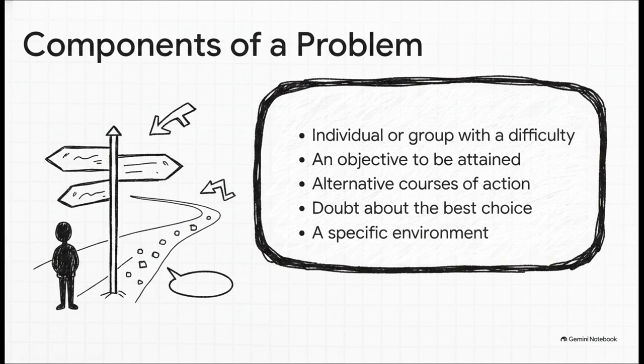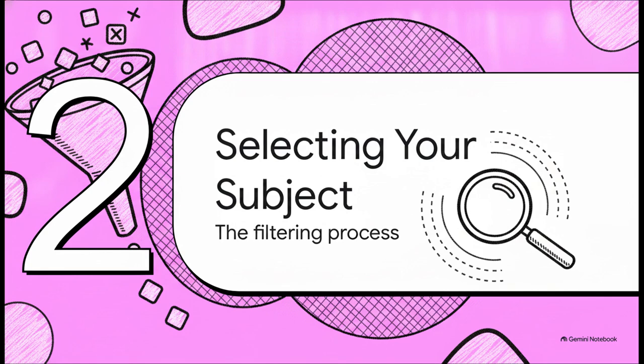The absolute crucial point here is this: your choices cannot all have the exact same outcome. Think about it. If choosing path A and path B both yield the exact same result, your choice literally doesn't matter, which means you don't actually have a research problem to solve. Moving right along to section 2, selecting your subject, which is really all about the filtering process.